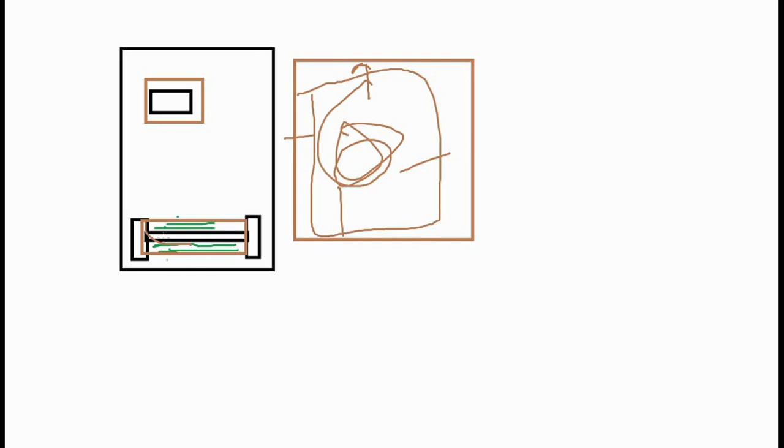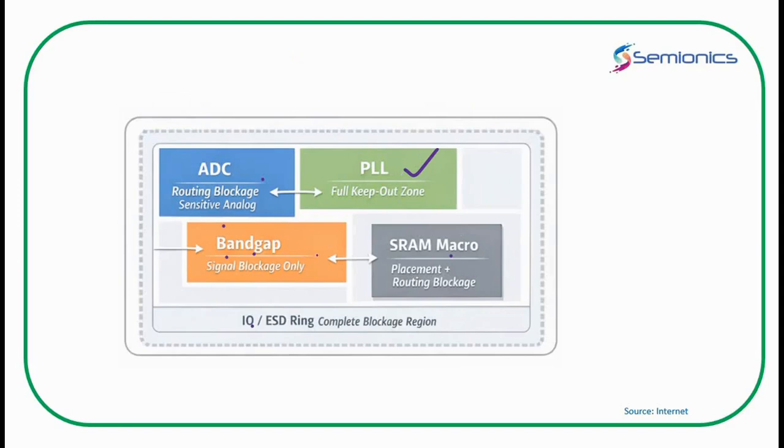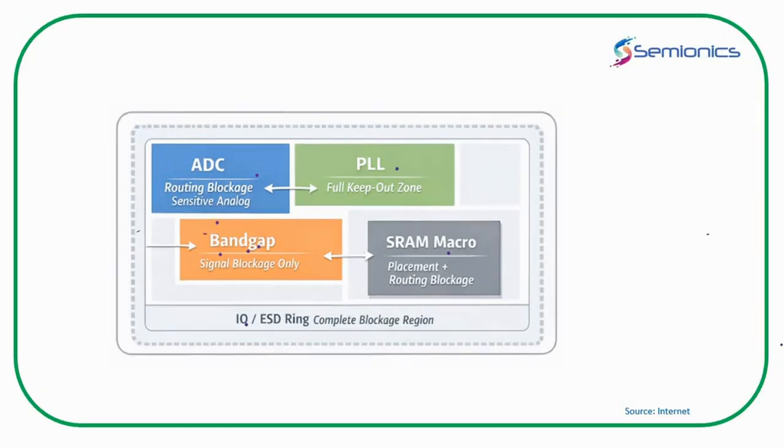So we are trying to block here. We are trying to create something called a keep out zone. We are not routing anything within this region, neither are we allowing any kind of fill to happen within this region. Same thing happens with the inductors, band gap, sensitive modules, and memory modules.